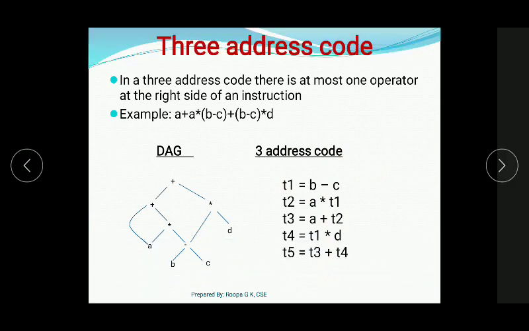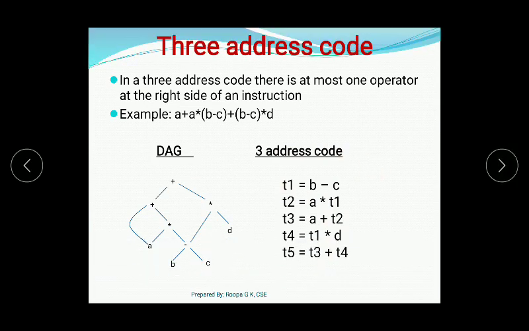But sometimes we also need some other variants of 3-address code. It is not sufficient to use this condition for the 3-address code. If it is a binary operator, it is fine. For minus, one operand is B, another operand is C. For star, one operand is A, another operand is T1. Binary operator, it is fine.